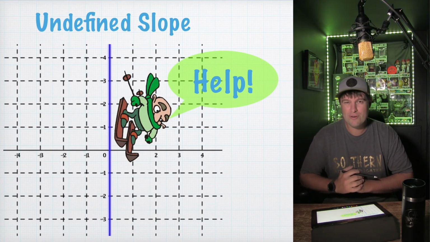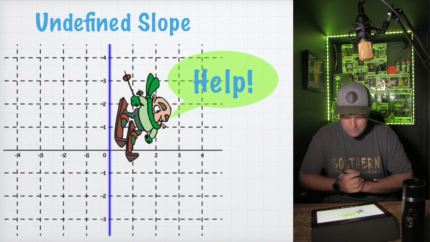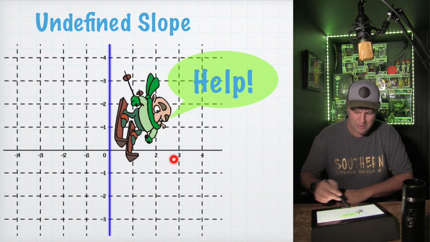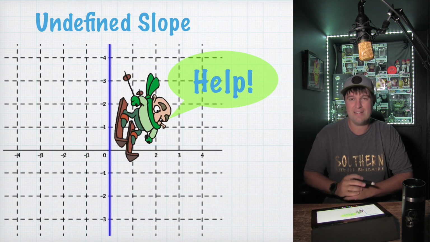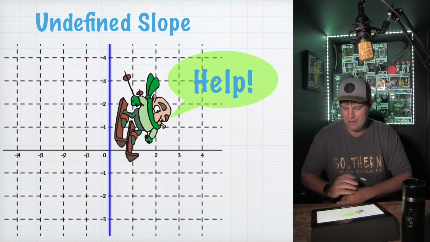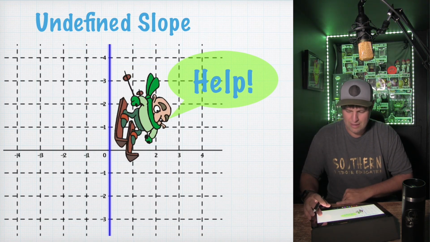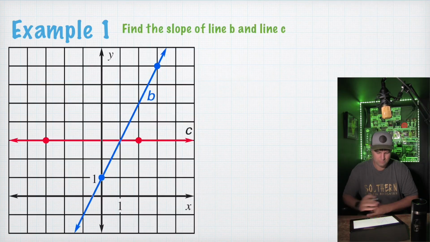I'm more of a tree rider. I don't really do the cliffs and stuff, but whatever. Anyways, help. He's free falling because it's undefined, vertical slope, okay? Anyways, let's go ahead and keep going.